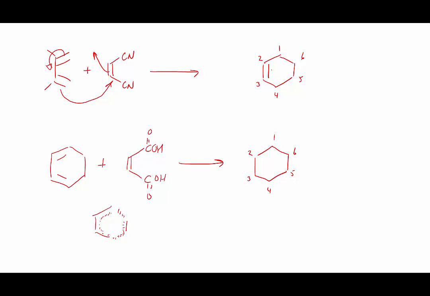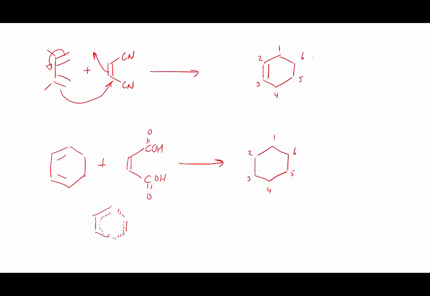Where do you want the groups? 6. Okay. 6, what kind of group? A dashed CN? Yeah. Okay. And then you can finish it off. Yeah. Dashed? A dashed CN. Okay.